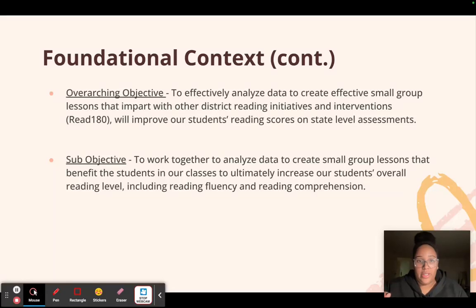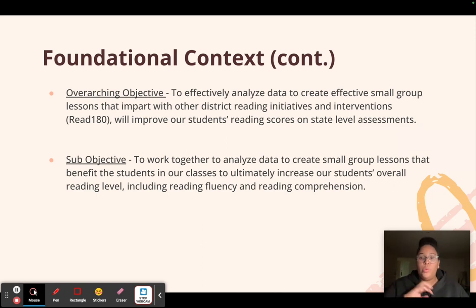And for this data dive, we have two objectives. The overarching objective is to effectively analyze data to create effective small group lessons that align with our district reading initiative and interventions, Read 180. There's a couple others. I'll get into that in a little while. We'll improve our students' reading scores on state level assessments.